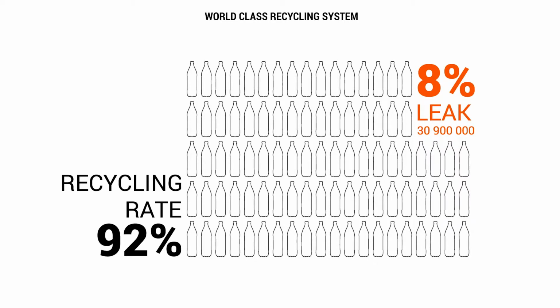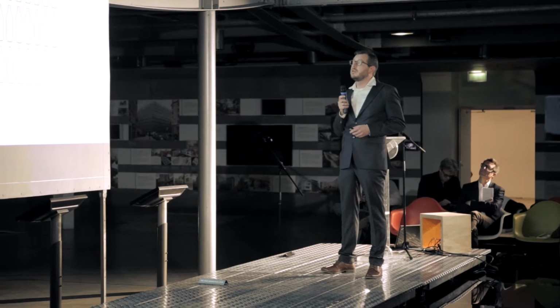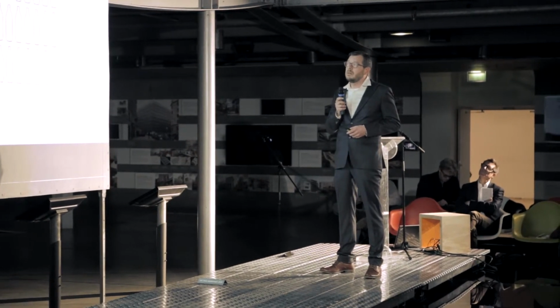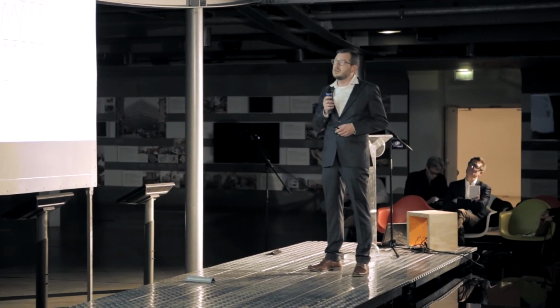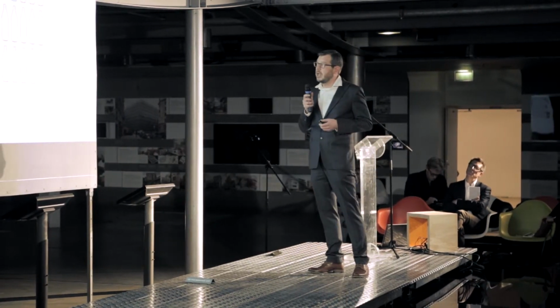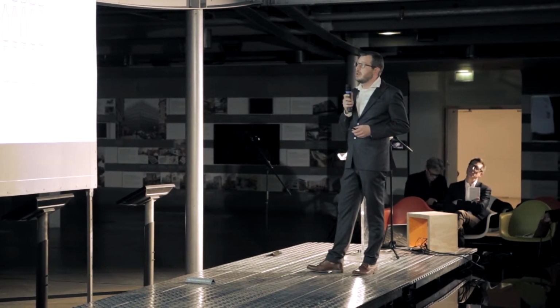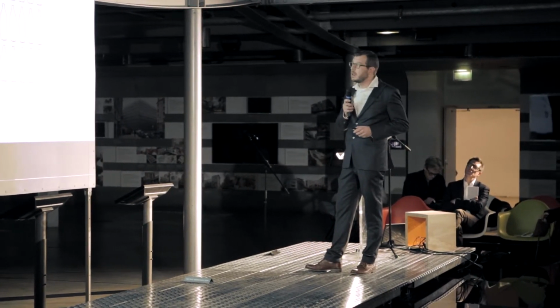But I have an example of a world-class recycling system. This is PET plastic bottles in Finland. The recycling rate is huge, 92%. But what is interesting over here is the 8%. It means 31 million bottles are leaking from the system every year, somewhere into nature, I don't know. And in 12 and a half years, a whole year's worth of bottles is lost.